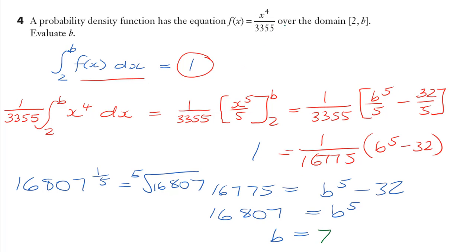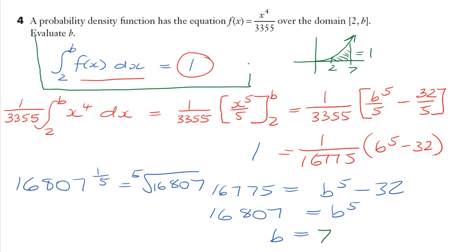So the domain for this function, it's x to the 4, so it's going to go through the origin, and if you graph this, it would look a lot like a parabola, and it's telling us between 2 and now we've discovered 7, the area of that curve is exactly equal to 1. So that domain would give you a probability density function. So just remember this for all future questions. That is the essence of each question. You have to take the integral of the function in the domain. That will always equal 1 if it's a probability density function.